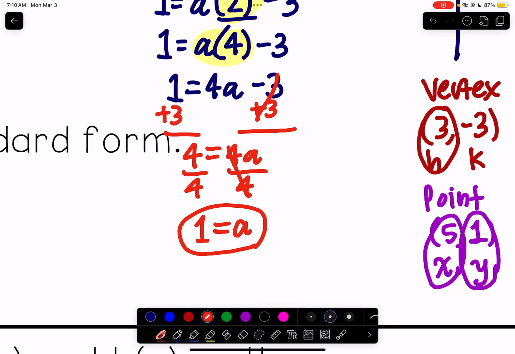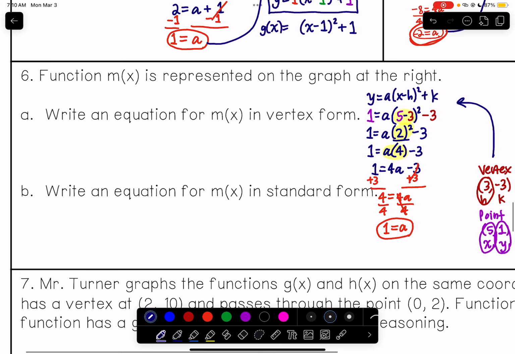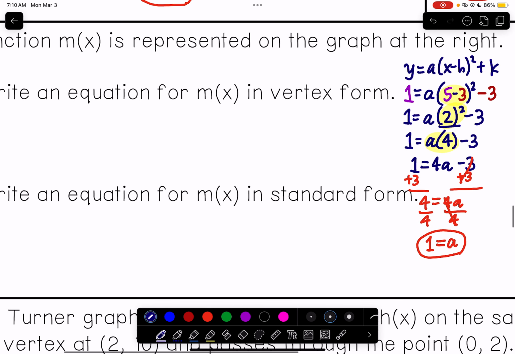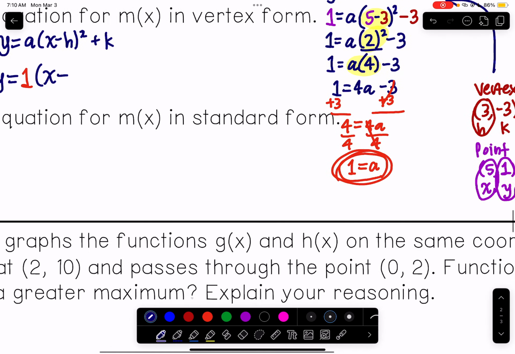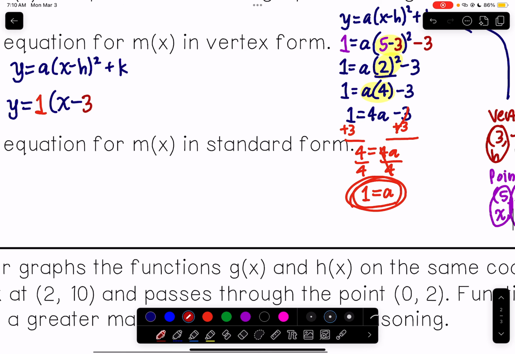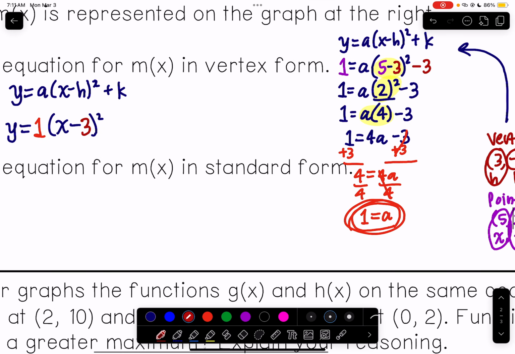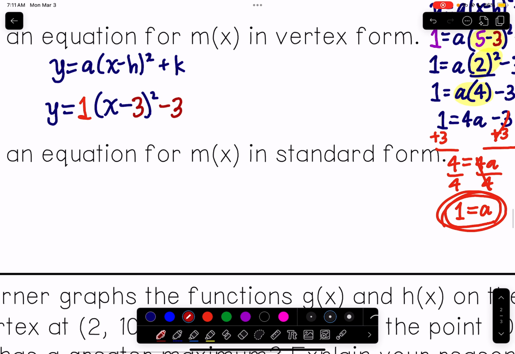Nice. Okay, so plugging that all into vertex form. And I always write my formula first. It just helps me avoid mistakes. So y equals a times x minus h squared plus k. I have y equals 1, which I just found from right here, times x minus my h, which was 3, squared, and then plus, again, plus negative 3, which is really just minus 3. Awesome, and that's in vertex form.